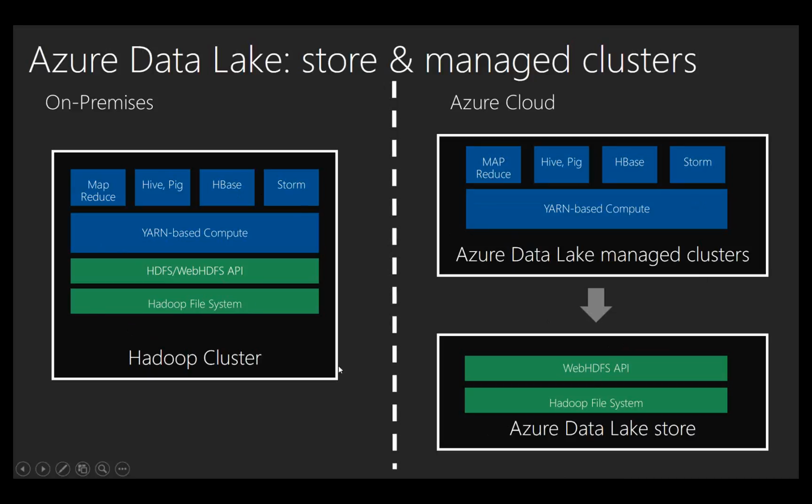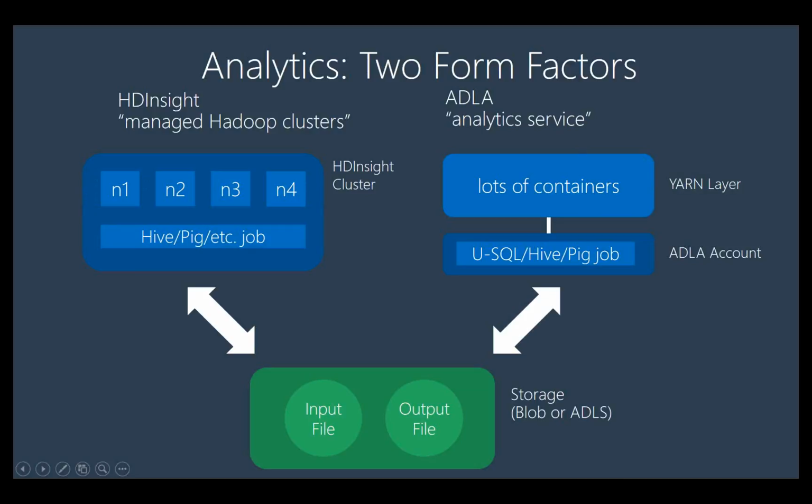And then on top of that, you can put various computes. So you could put a Hadoop cluster like HDInsight. You can put something called Azure Data Lake Analytics. And that Azure Data Lake Analytics uses a part of the Hadoop system, but not the complete system. It uses the part called Yarn, or yet another resource negotiator. And that is what enables the distributed processing in the system.